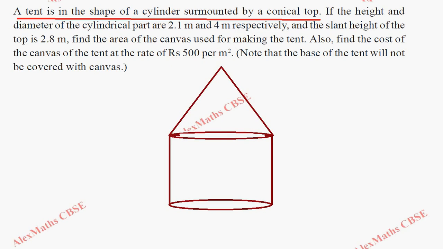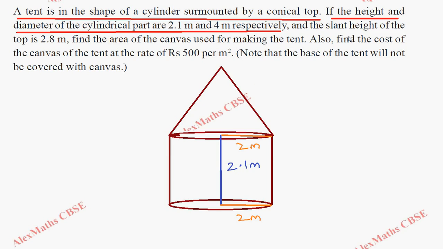Now, in the question it is given that the height and diameter of the cylindrical part are 2.1 meter and 4 meter respectively. So let's take the height. The height of the cylindrical part is this and the value is 2.1 meter and diameter is 4. Let's take the radius. It will be half of that value, which is 2 meter. Even the radius of the conical part is also the same, which is 2 meter.